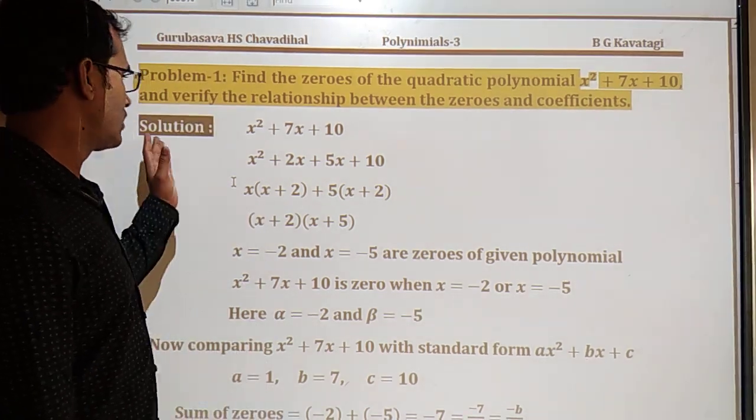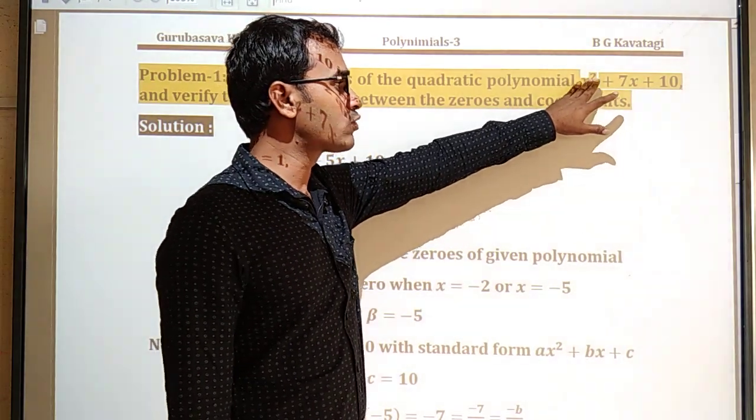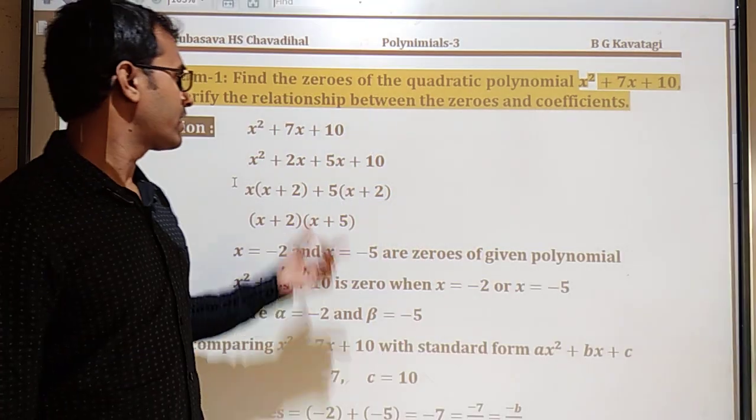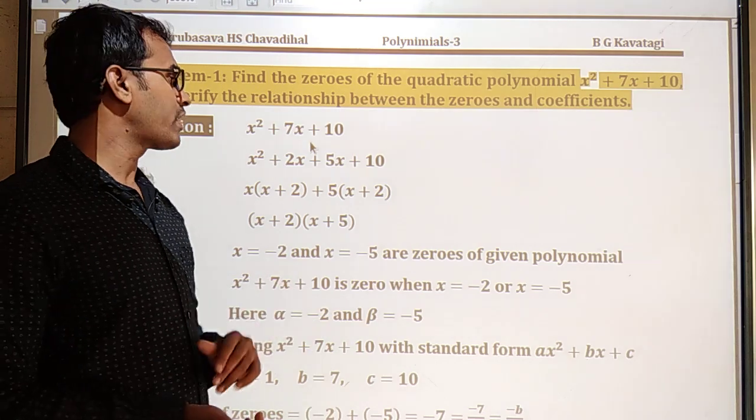First, take the solution. What is the quadratic polynomial? Given quadratic polynomial: x square plus 7x plus 10. This is the given quadratic polynomial, right? We're solving by the factorization method.